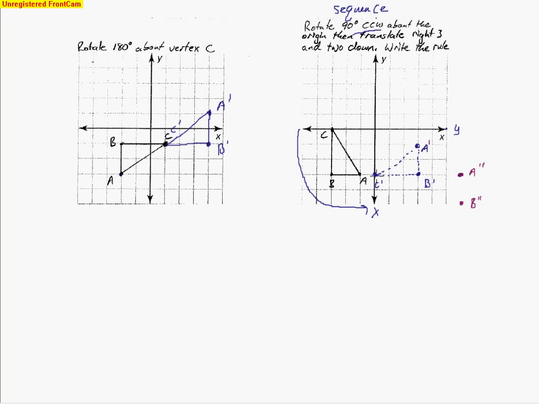And then we have C. So right 3 spaces, 1, 2, 3, and down 2. 1, 2. And that is C double prime. So that's the image we're looking for there. And so those are my coordinates. Now I'm going to write a rule for it.